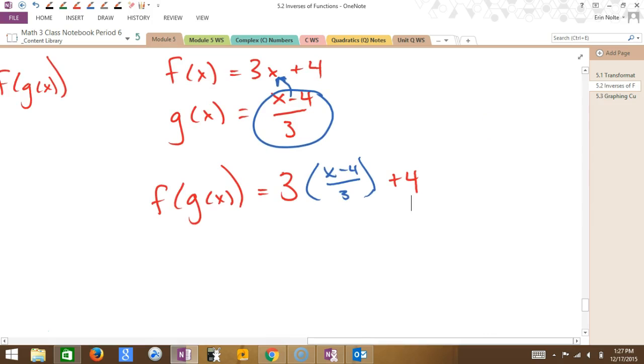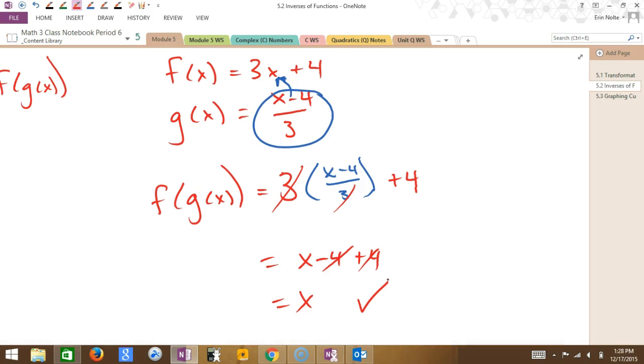Well, I can go even quicker because look, I have a 3 being multiplied by a 3 that's getting divided. They cancel, and then I have x minus 4 plus 4. So x. Right here, this is a proof. If I do a composition of two functions and I get an x, that is a proof that they are inverses of each other. So they will ask you to prove.